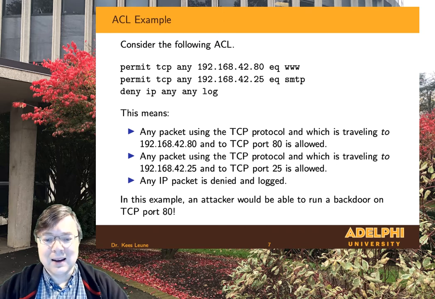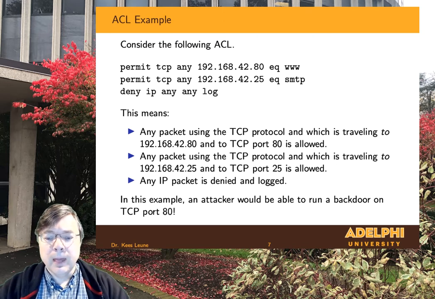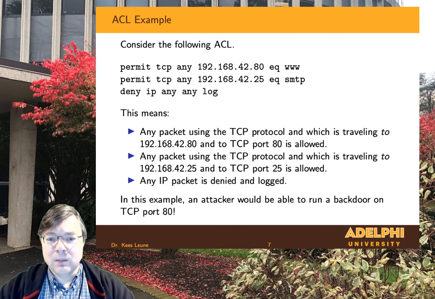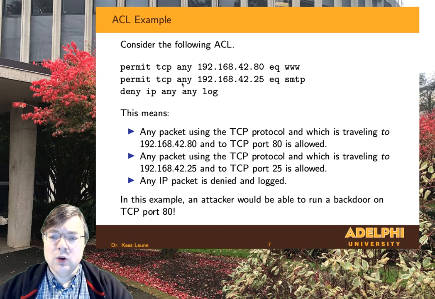And so as we analyze and pick apart this rule, we might be able to see that since it is a traditional firewall, if I can somehow not run a standard web server on this port 80, I might be able to run my own backdoor on there. And so we have to be very careful with how we specify these rules.